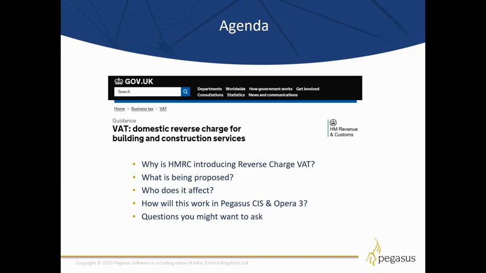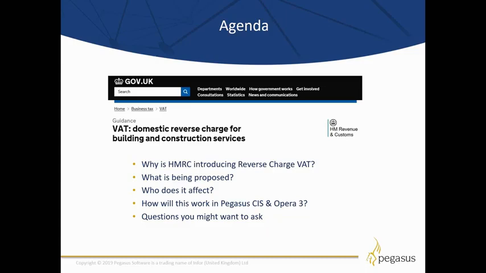So a little bit of background to this topic will give you an understanding of the goals HMRC has set for this project. What is being proposed and who does it affect? It will only affect VAT on supplies where payments are required to be reported through the construction industry scheme, i.e. supplies between subcontractors and contractors operating in the construction industry.